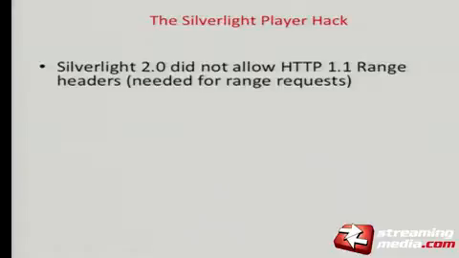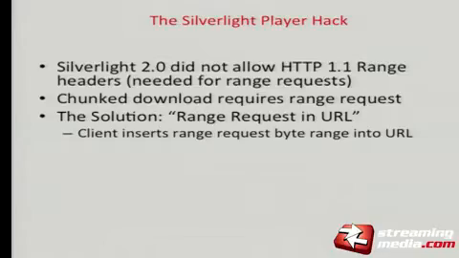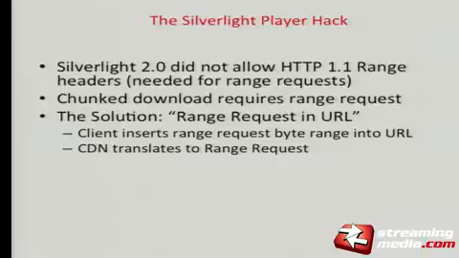Now we had an interesting hack in the Silverlight player that plays a part in some of our future. And that was that Silverlight 2 did not allow HTTP 1.1 range headers, which were needed for range requests. Adaptive streaming, of course, is based on range gets. Chunk download requires the range request. The solution was what we call a range request in a URL. We worked with our CDN partners. We put some Python at the front, and we would insert range requests into the actual URL, and the CDN would translate that and forward it to its back-end service as a real range request.